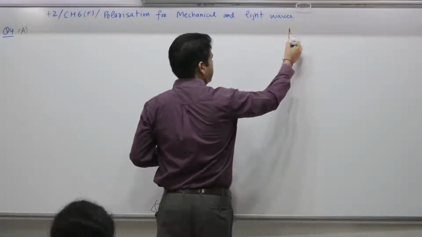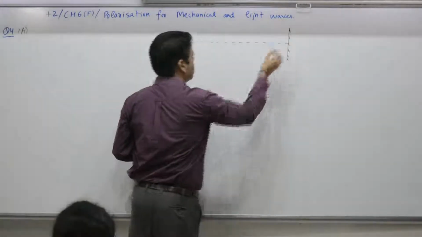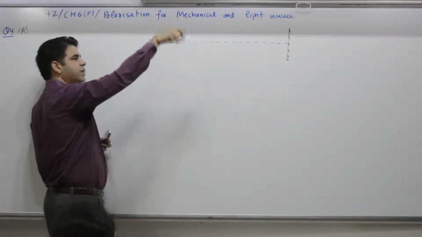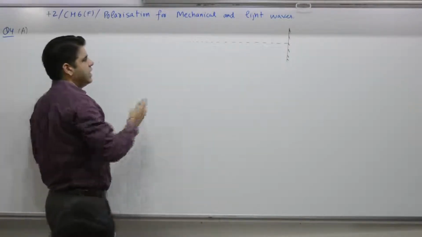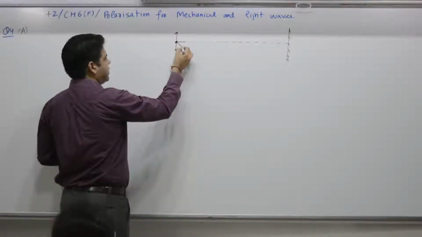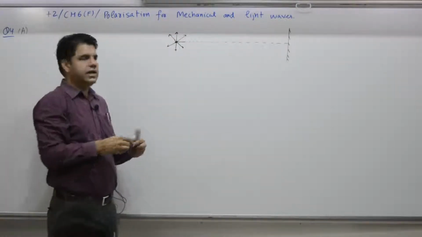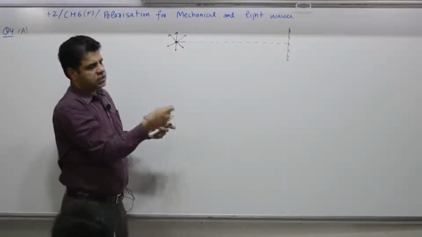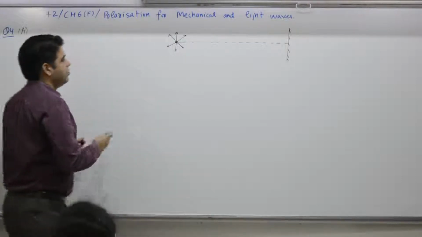What is unpolarized wave? You take a string and from this end you make oscillations in all planes. String can oscillate in all planes. This is how you mark it. If you hold a string like this, you are creating oscillations in all planes. So this is unpolarized.